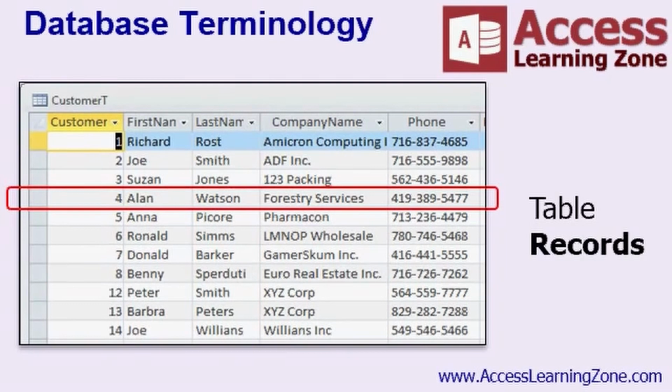All of the data concerning one item is stored in a record. Each record consists of the collection of all of the fields of data for that item. In this customer table, for example, each record represents one customer. Here, I've highlighted one customer, Alan Watson, in red. You can think of a record like a row in an Excel spreadsheet.